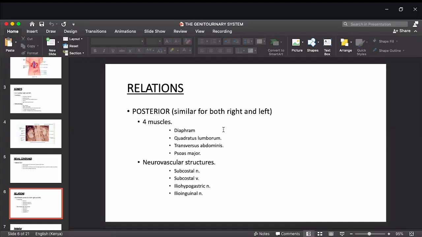Neurovascular structures: we have the subcostal nerve, subcostal vein, iliohypogastric nerve, and ilioinguinal nerves.